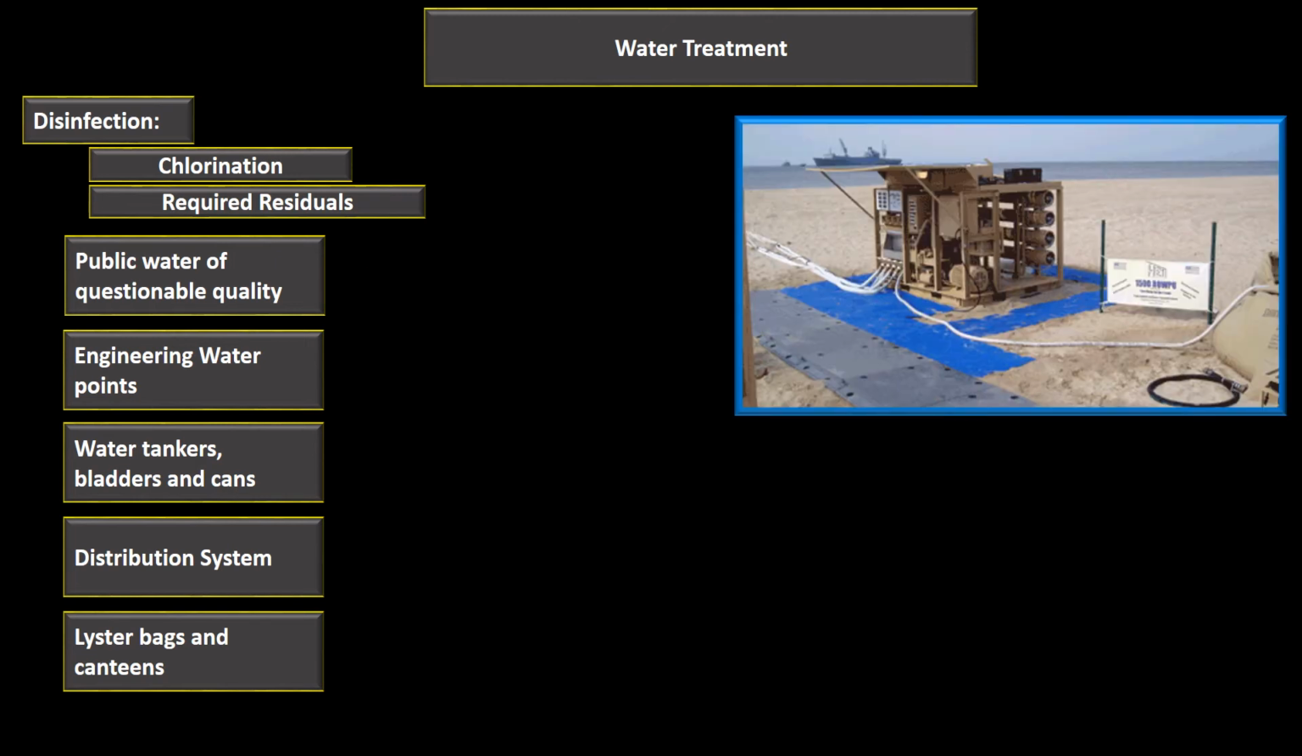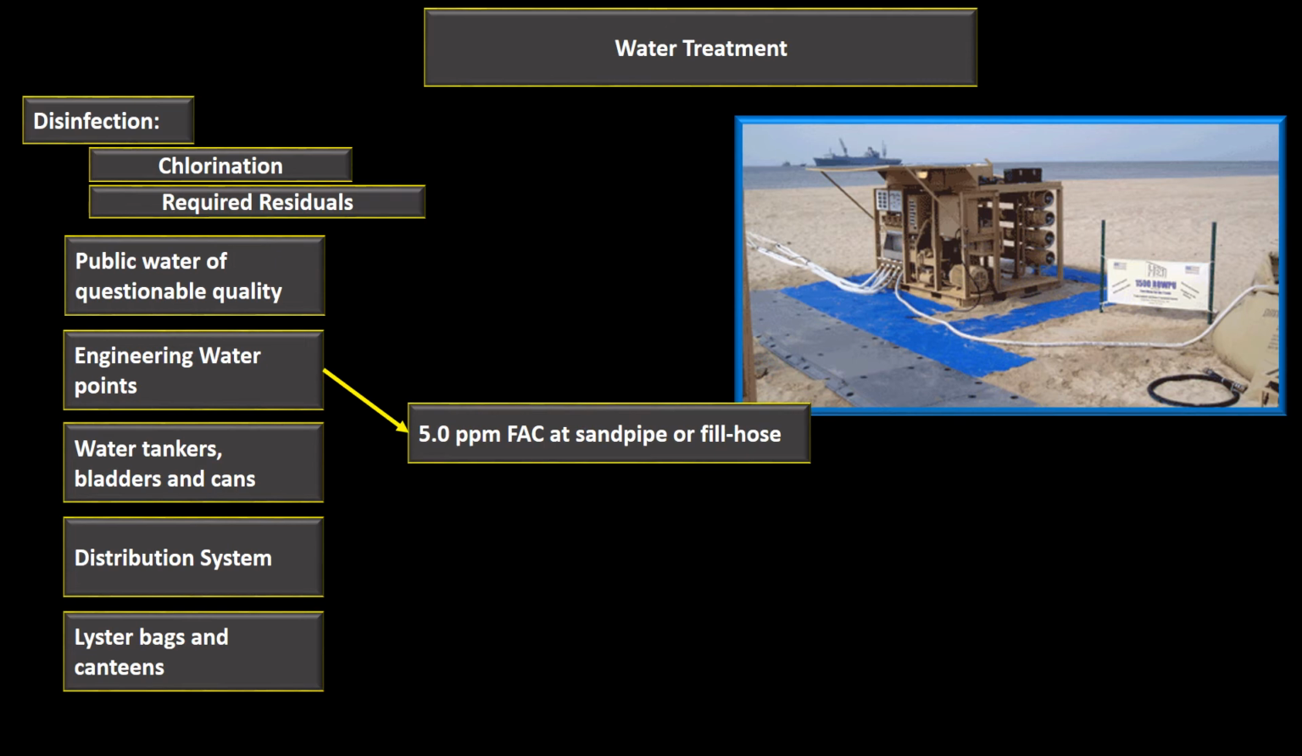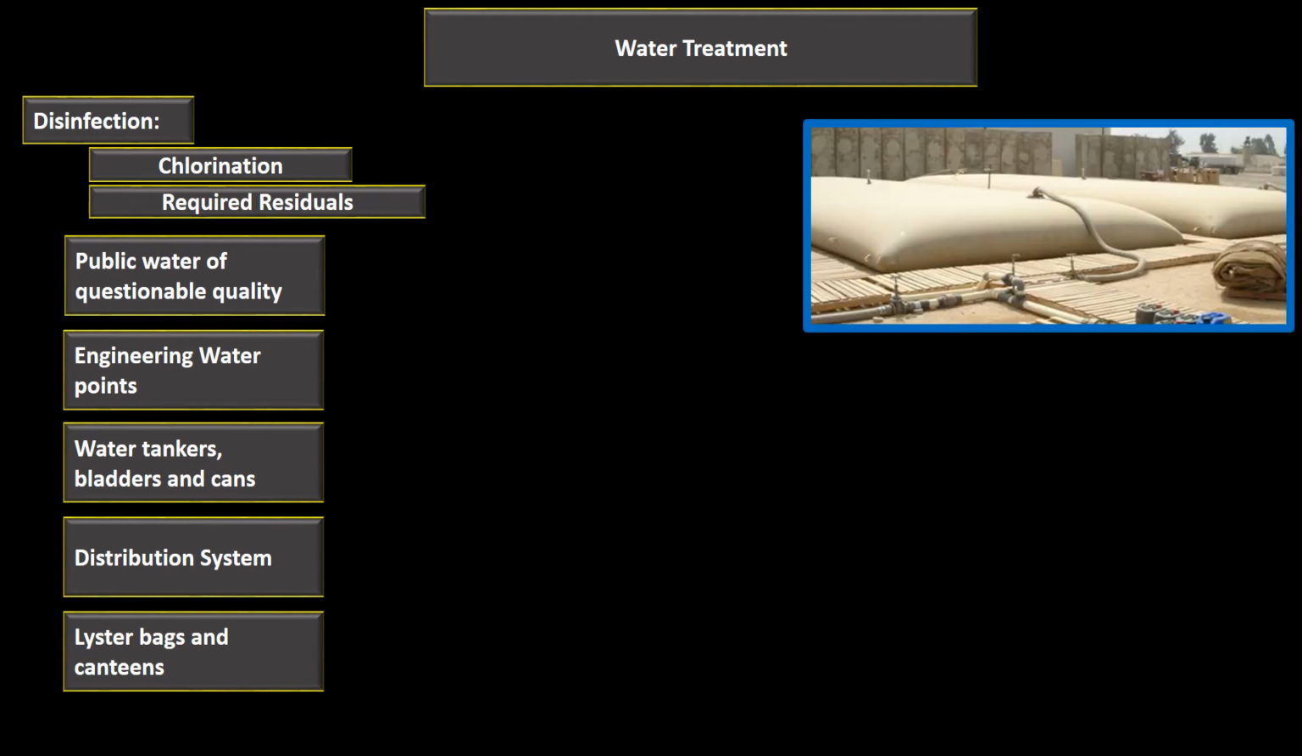Engineering water points, like right here, we've got a picture of a ROWPU. At the engineering water points, we want to maintain 5 parts per million free available chlorine at the standpipe or the fill hole. So right here, where this water's coming out, we want 5 parts per million free available chlorine.